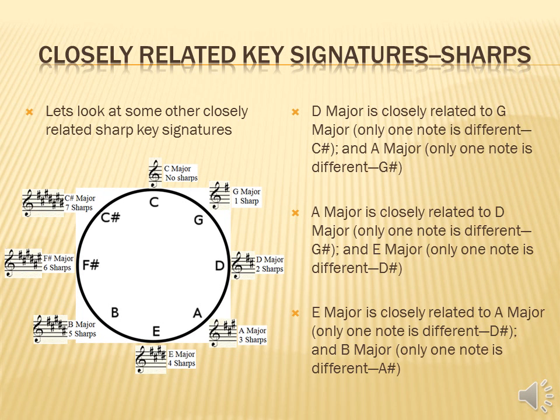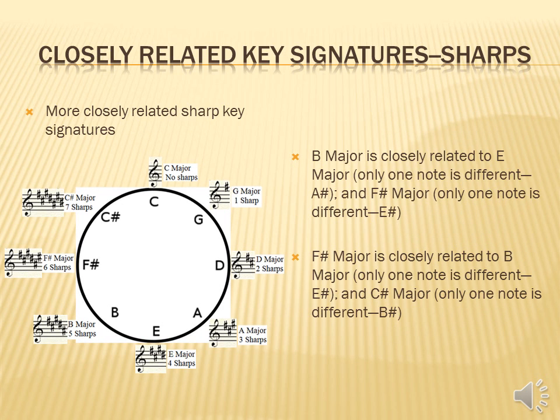Let's look at some other closely related sharp key signatures. D major is closely related to G major, only one note is different, C sharp, and A major, only one note is different, G sharp. A major is closely related to D major, only one note is different, G sharp, and E major, only one note is different, D sharp. E major is closely related to A major, only one note is different, D sharp, and B major, only one note is different, A sharp.